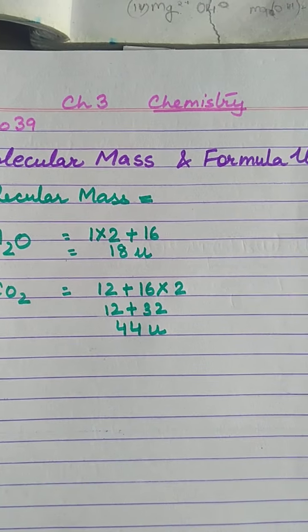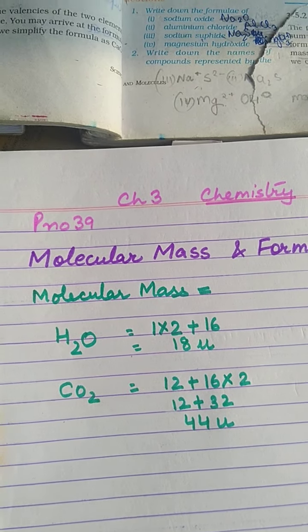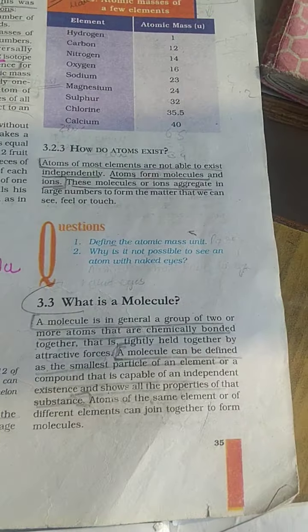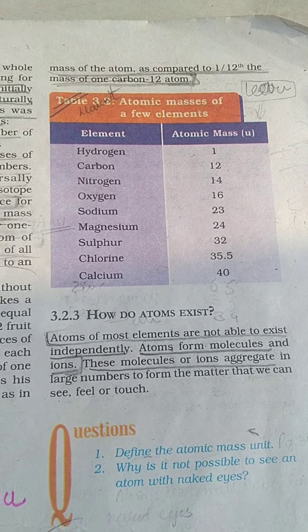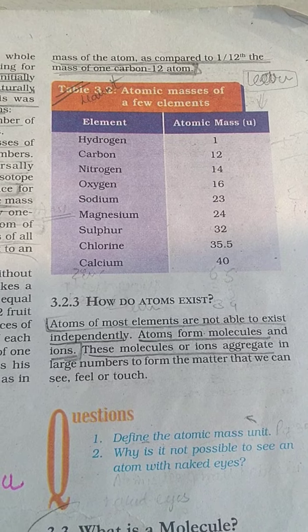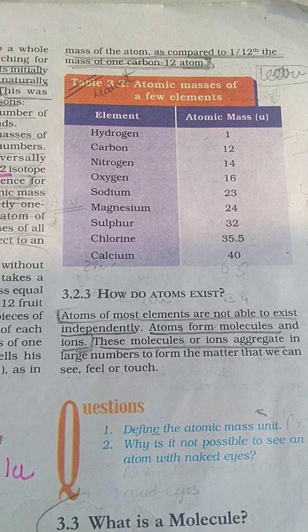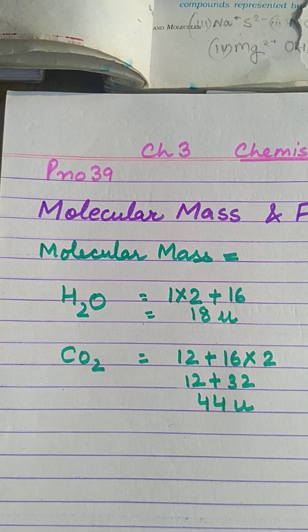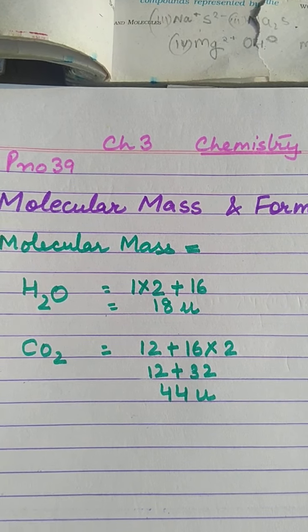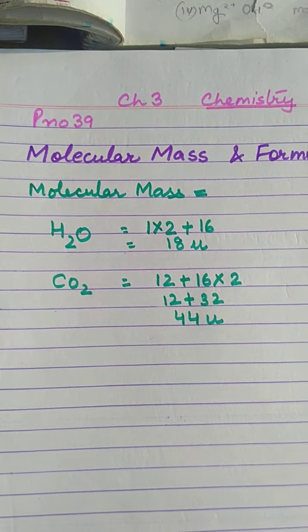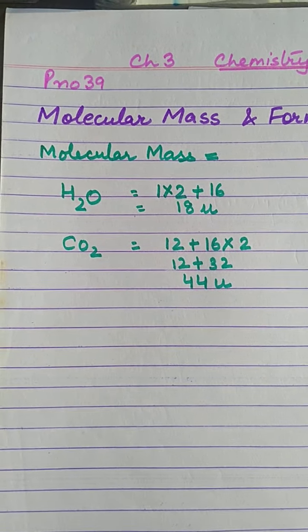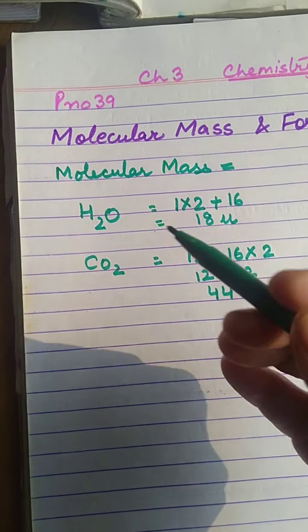Students, some of the atomic masses you will be learning from the book, that I have already told you, from page number 35. If you remember, I told you to learn atomic masses given on table 3.2. Right? But if there is any complex element or higher element whose atomic mass is not given in NCERT, their atomic mass will be given in the question. Right? But some of the atomic masses you have to learn. So this is molecular mass.